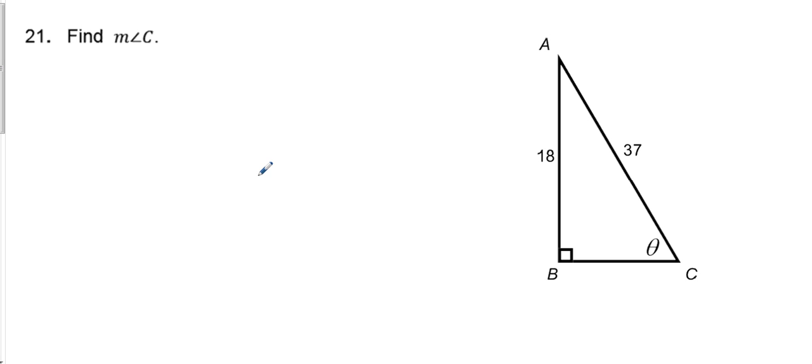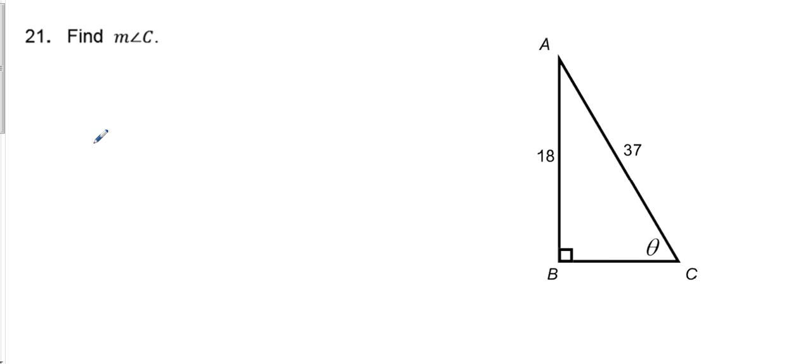Okay, we're at the last part of the review for the similarity and right triangle trigonometry test. So let's go through it. 21 didn't have numbers on it, so I added some numbers here, the 18 and the 37. Please make sure to add those numbers on your paper. All right, so we're looking for the measure of angle C, which is the theta symbol here.